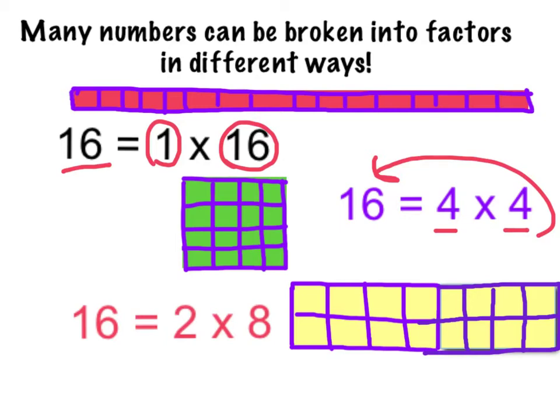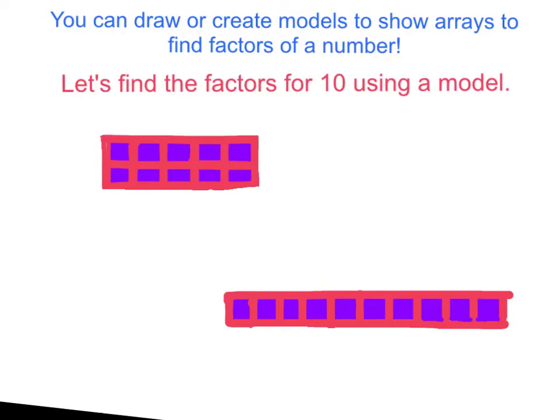Another way to show 16 is using the factors 2 times 8. So my array is showing 2 rows of 8 tiles. And that equals 16. So the factors of 16 that we have here are 1 and 16, 4 and 4, and 2 and 8. You can draw or create models to show arrays to find factors of a number. Let's find the factors for 10 using the model.